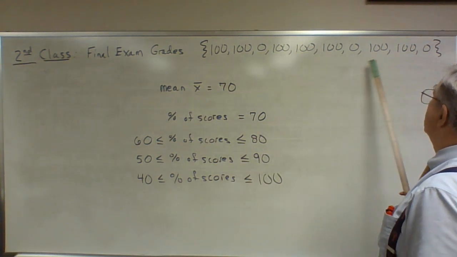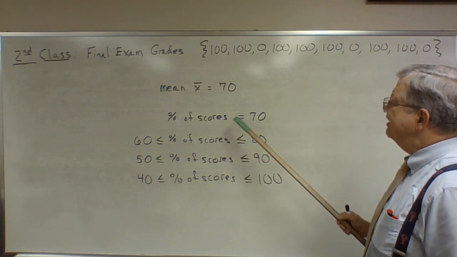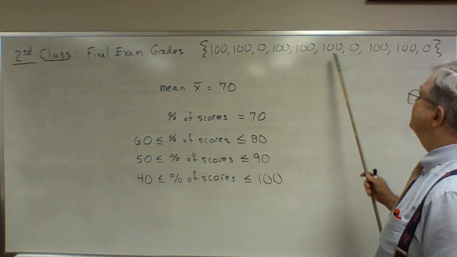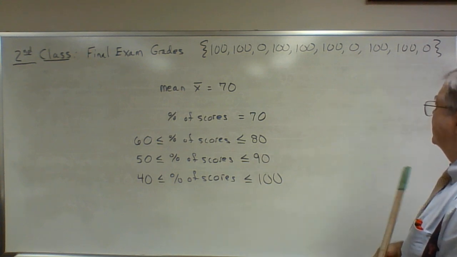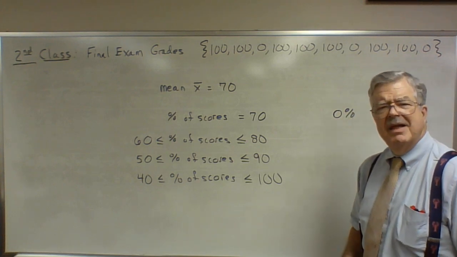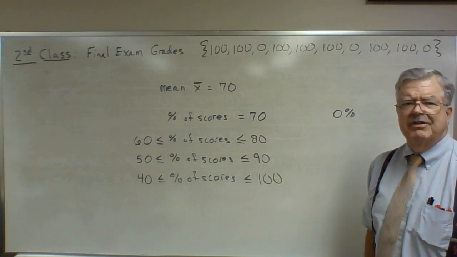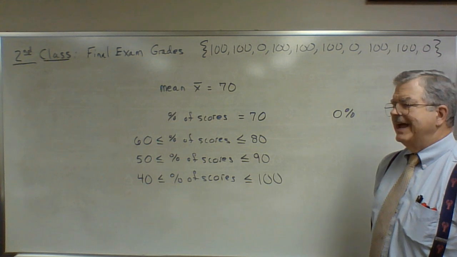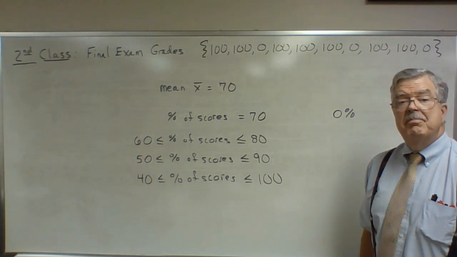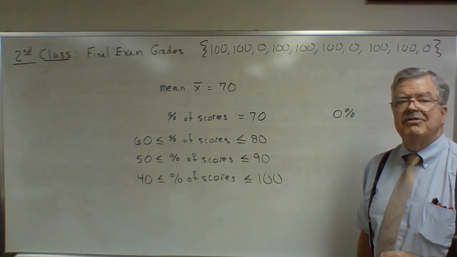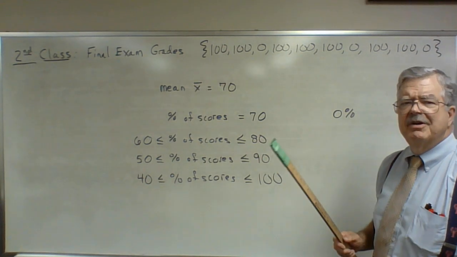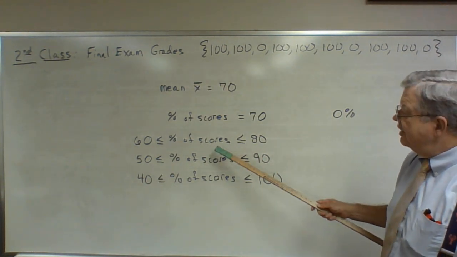Now, of these 10 scores, what percentage of the scores actually equal the mean? Well, I don't actually see 70 up here anywhere, do I? So I guess I would say 0% of the test scores equal the mean. And that's not too surprising. Just because the class average was equal to 70 doesn't mean that we actually had to have anybody get 70. But if the class average turned out to be 70, we'd expect a lot of grades to be close to the mean, 70.